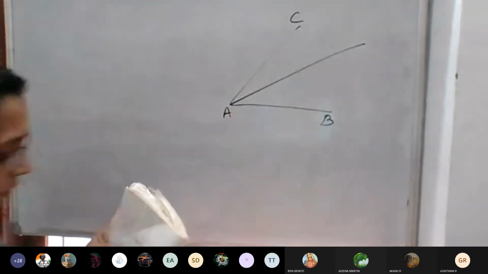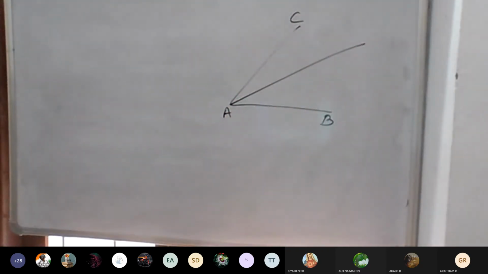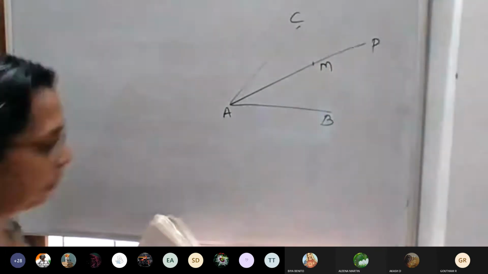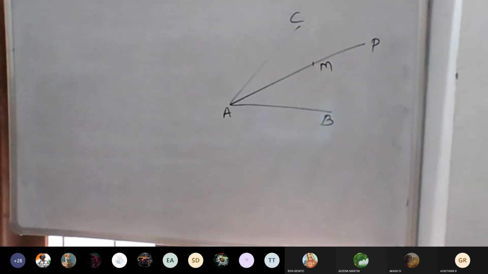AP bisects angle BAC and M is a point on AP. So we can mark AP bisects. So M is a point on AP. Prove that the perpendiculars drawn from M to AB and AC are equal.